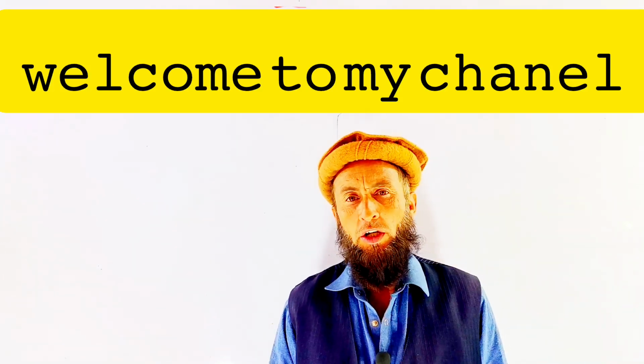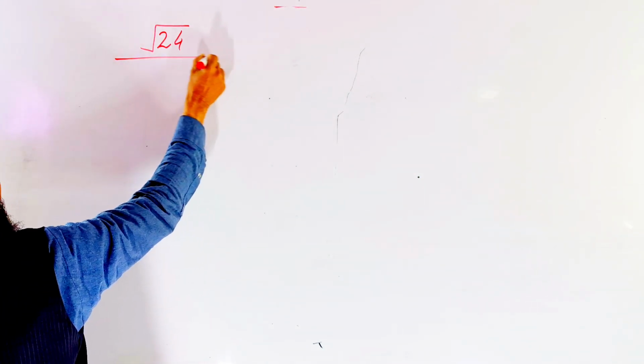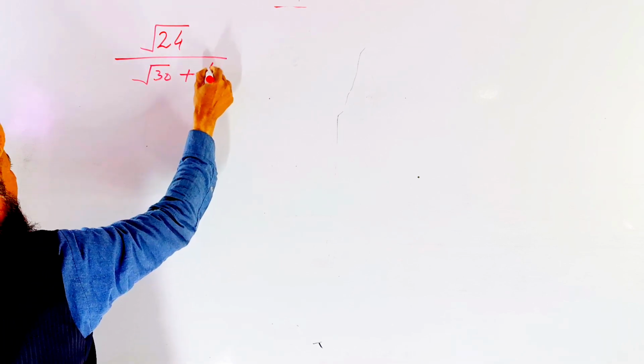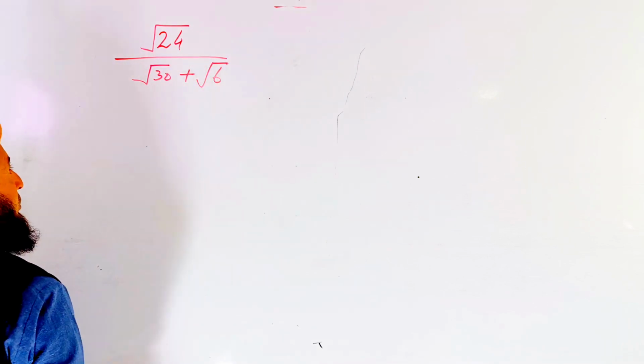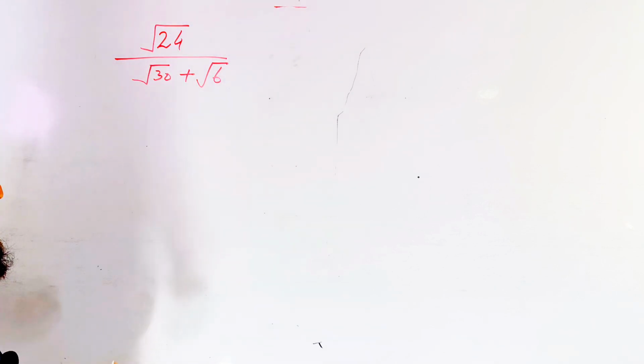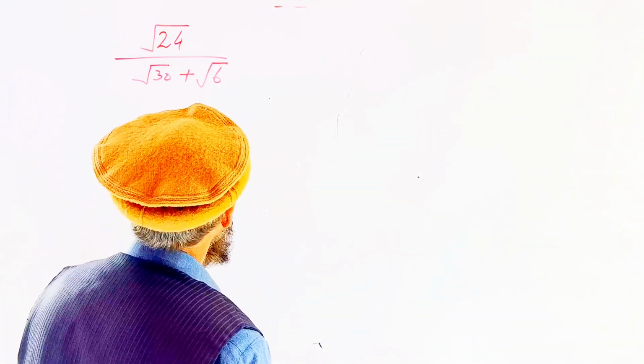Dear students, we have a new question for you. This question is related to the radical fraction. How can we simplify √24 divided by √30 plus √6? Simplify this fraction where the radical symbol is involved. How do we calculate this value?